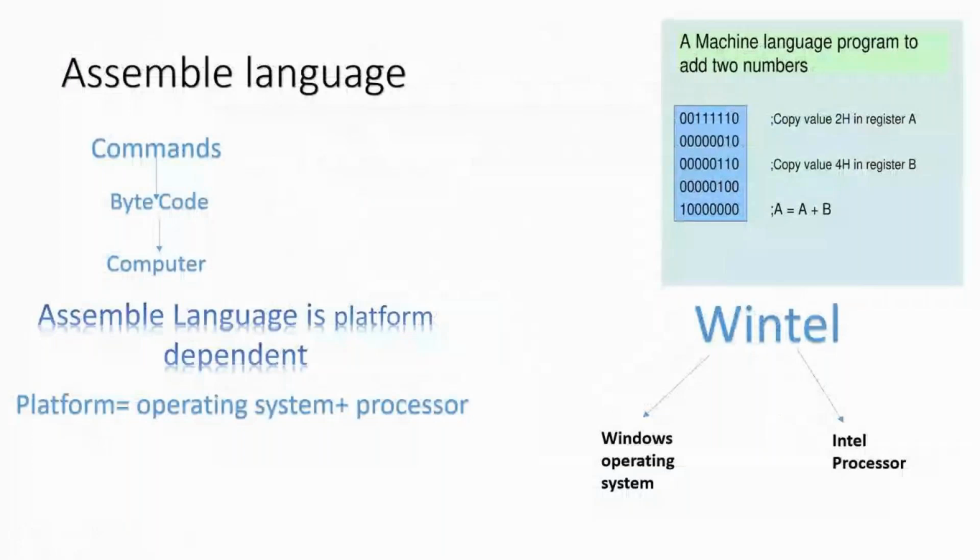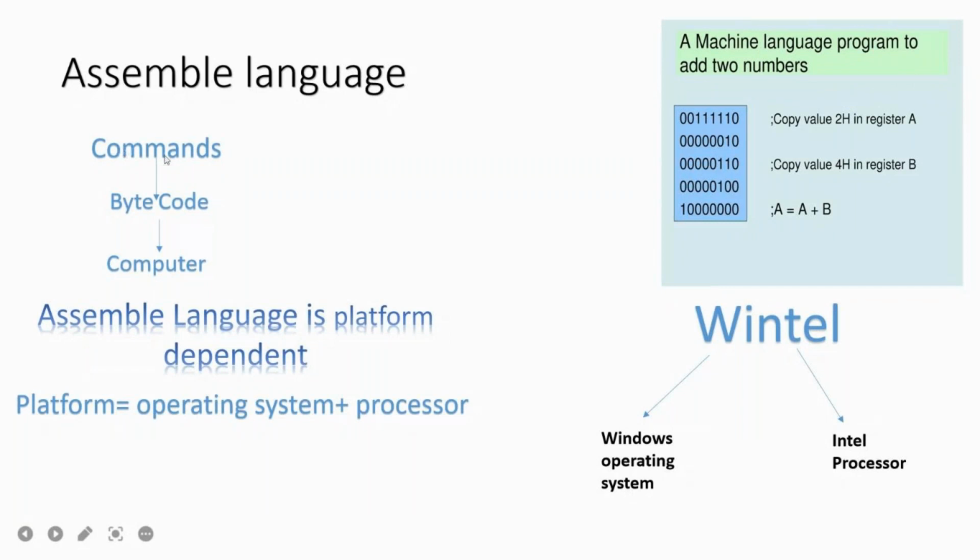In assembly language, you will have registers, and every register will have a memory. I just want to add 2 plus 3. I'll keep 2 in one location and 3 in another location. That location will have some address, and I just add those two and store the result in some X location. You can see copy 2H in register A, copy value 4H in register B, and you just add it. Internally it converts into zeros and ones, and that's what your computer will understand.